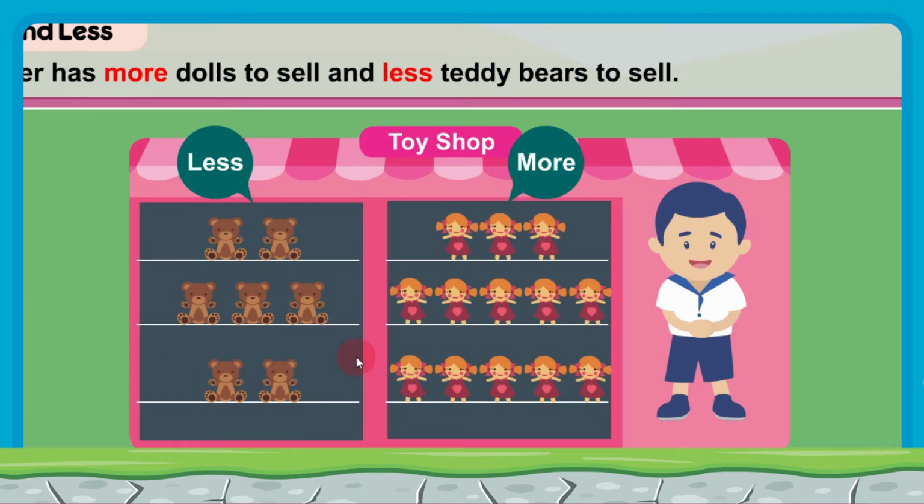It means the dolls are more and the teddy bears are less. Yes, L-E-S-S, less. Teddy bears are less here. Dolls are more, M-O-R-E, more.